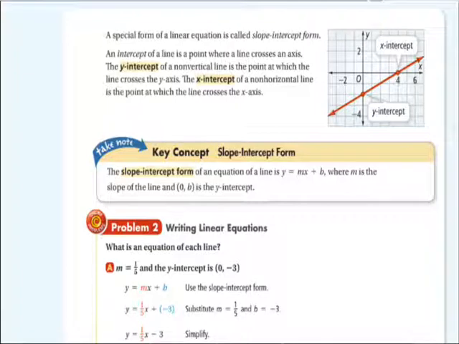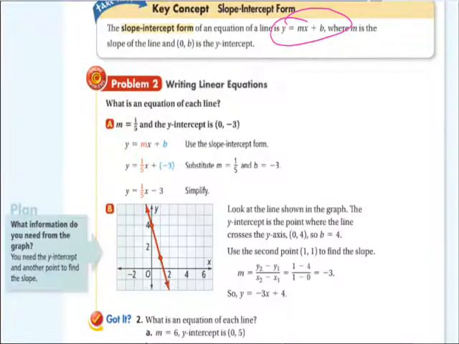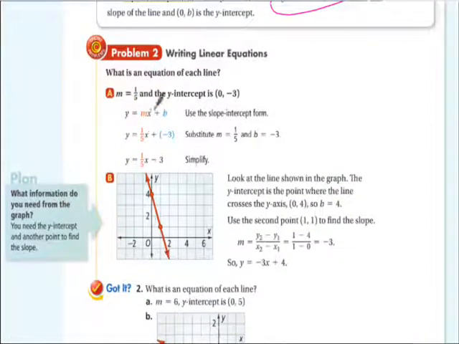So a special form of a linear equation is called slope-intercept form. You guys know this better as this. Y equals mx plus b. We need to be familiar with y-intercepts and x-intercepts. It's where they cross the axes. And then we just need to be able to put in some stuff. And I mean, gosh, guys, m equals 1/5. The y-intercept is -3. That's that.